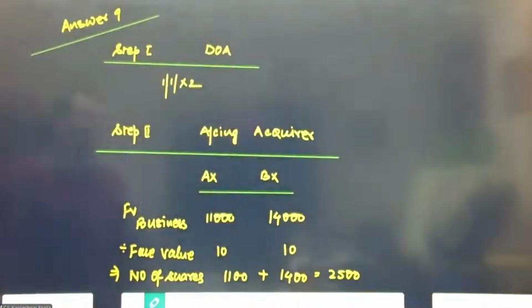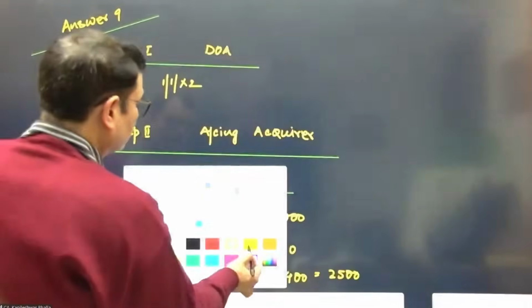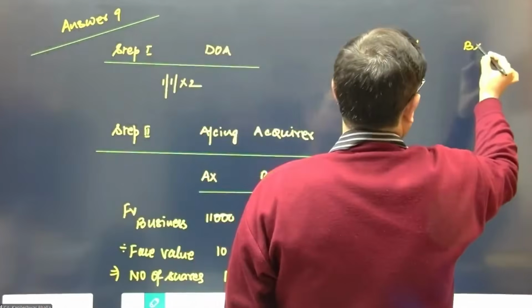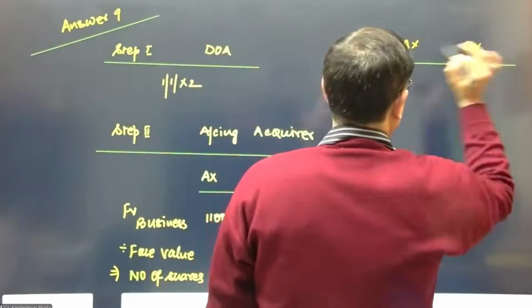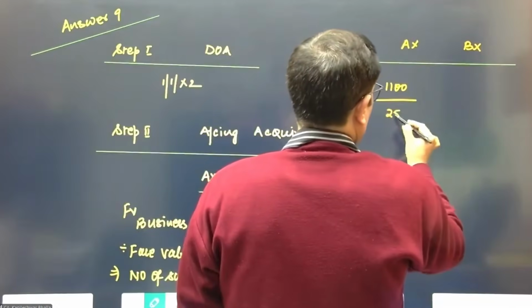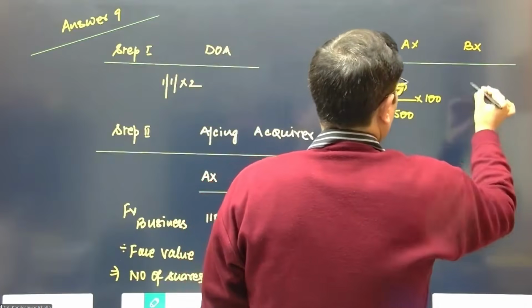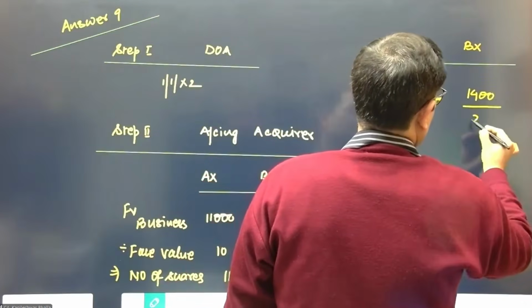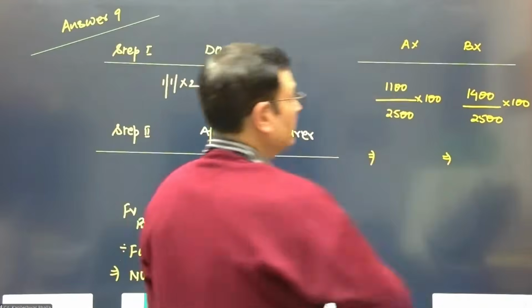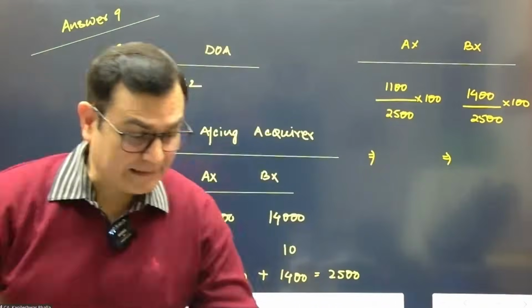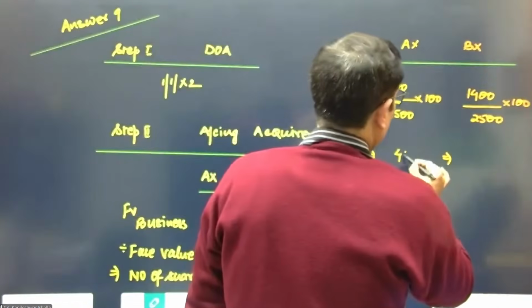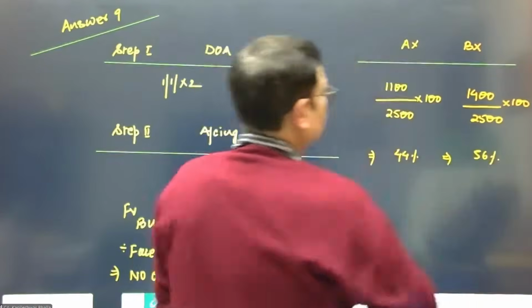So now what I need to do in this case is calculate the percentage stake. Let's see, in terms of AX and BX, what is the percentage stake they will have. Shareholders of AX will get 1100 shares out of 2500 and BX will get 1400 shares out of 2500. So let's see what is the percentage the shareholders will get in this combined entity. 44% and 56%. That's wonderful. 44% and 56%. So that is the percentage stake.